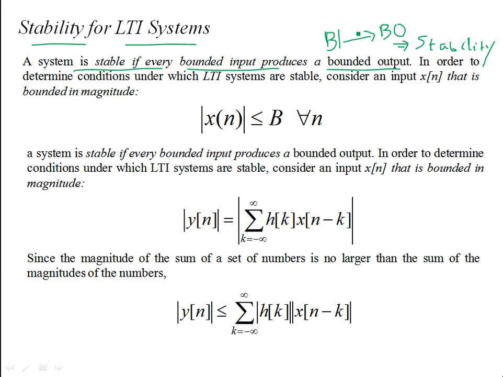What implication does it have on the LTI system? We have to consider the convolution sum again. In order to determine the conditions under which the LTI system is stable, let's consider an input x of n that is bounded in magnitude. Boundedness has nothing to do with the length of the sequence. The length could be infinite. It could be u of n, which is a bounded sequence because the maximum amplitude the signal can take is 1. If the input has a finite maximum amplitude, we say the input is bounded, for all discrete time indices.